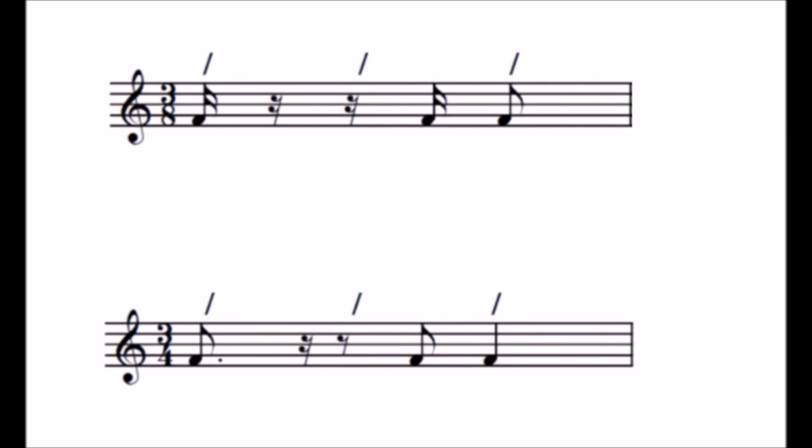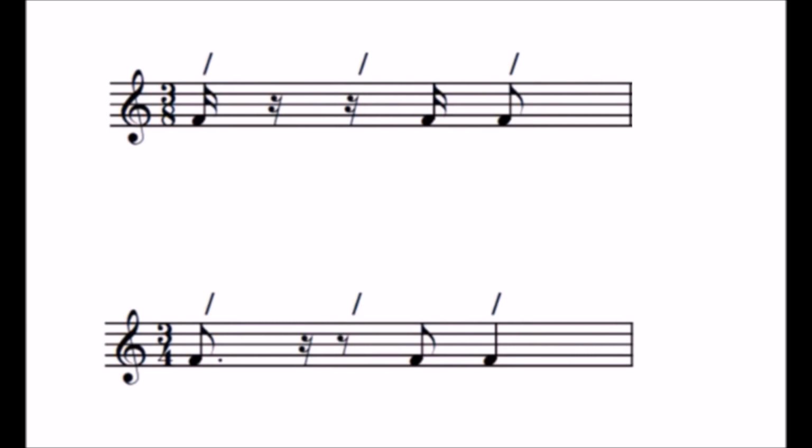In the same way, in the second example, the first semiquaver rest finishes off the first crotchet beat, but then the following quaver rest belongs to the second beat. So these two rests must be written separately because they are part of different beats.